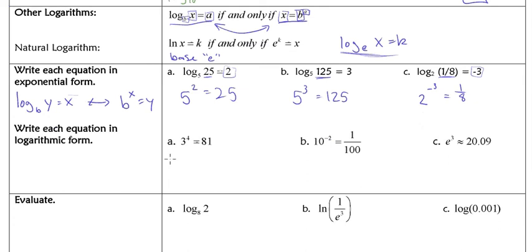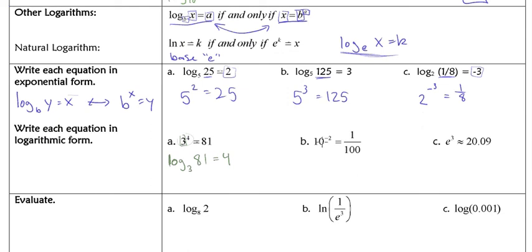So start with log. And what's the base here? Well, the base is 3. So log base 3 of what number? What did it end up being equal to when we had the base to the exponent? It ended up being equal to 81. So log base 3 of 81, well, what was the exponent on that base 3? It was 4. So log base 3 of 81 equals 4.